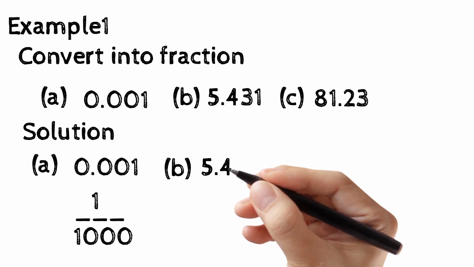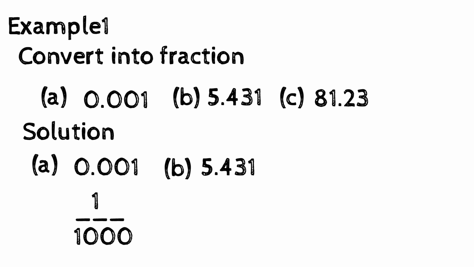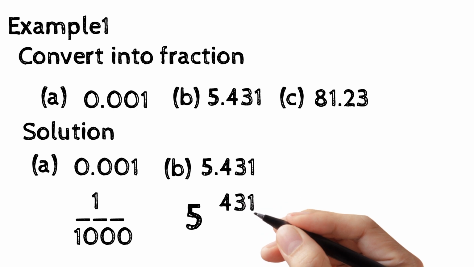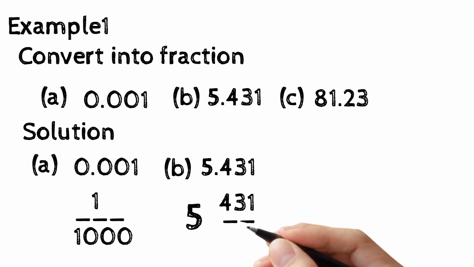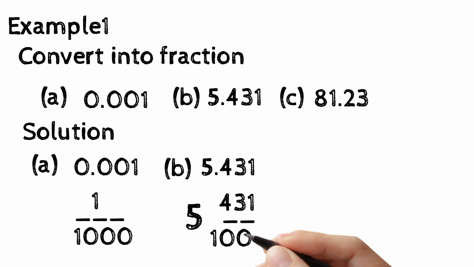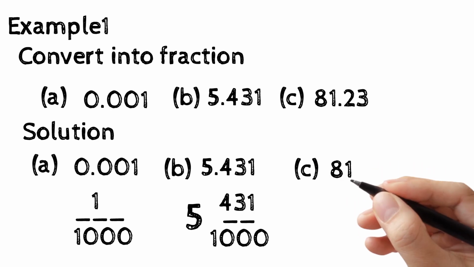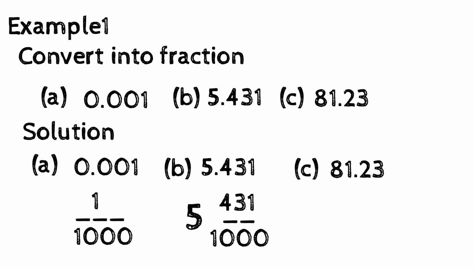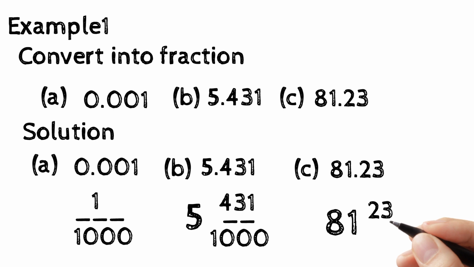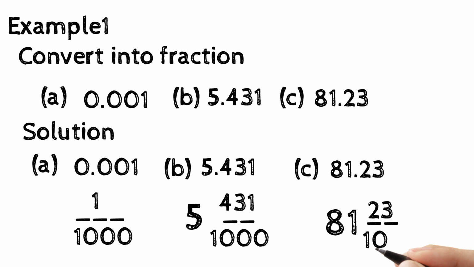And then B, 5.431. This can be written with the whole number as it is, and then the fractional part, 431, divided by 1000 because we have three decimal places. And then C, 81.23. So the whole number is 81, we write 81, and then the fractional part is 23/100 because we have two decimal places.